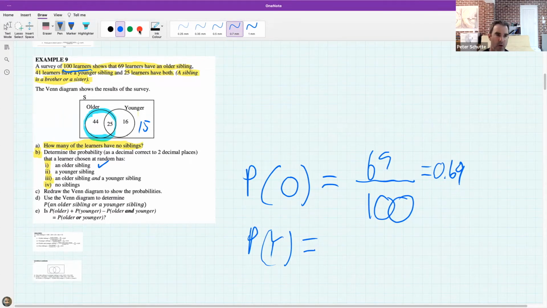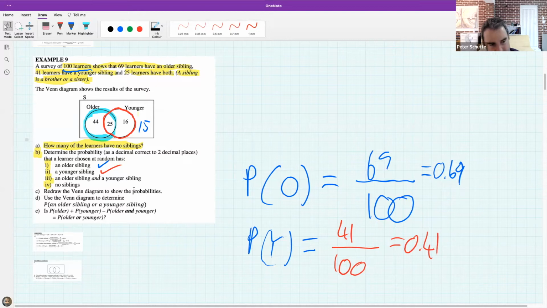Okay, so it feels like the 100 stays the same, but now the event I'm looking at in the Venn diagram is this one, which is 41 out of 100 or 0.41 or 41%. What is the probability I have an older and younger sibling? So what's the probability I have an older and a younger sibling?